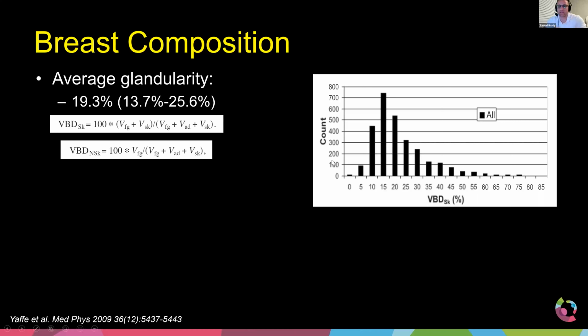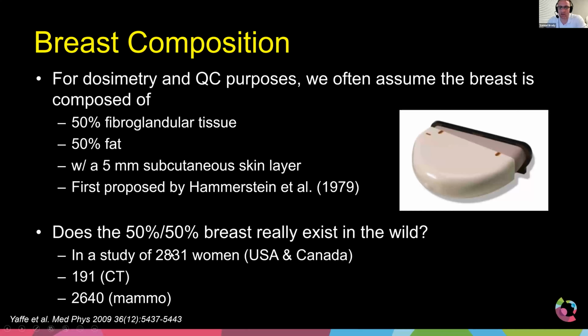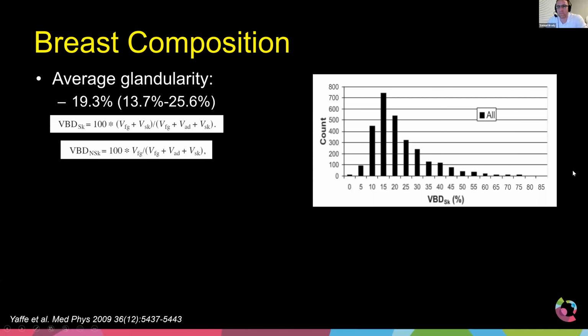So where is the 50-50 breast? If you look over here, 50% glandularity is, in this total count, so it's a histogram, less than probably 50 patients out of 2,800 patients. So it's not very common to find a woman that has 50% glandularity.